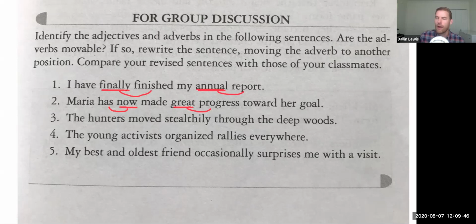So there we go. Now, I forgot that one of the things we want to try out is, can you move it? So I have finally finished my annual report. I could say, finally, I have finished my annual report. And you basically got the same meaning. It's not exactly the same, but it's pretty close. I have finished my finally annual report. Yeah, that doesn't really work. I finally have finished my annual report. Yeah, that works. So finally is pretty movable. Annual, on the other hand, is not. I have finally finished annual my report. Yeah, it doesn't make sense at all.